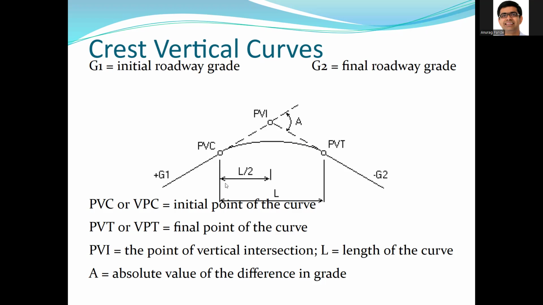And the equal tangent vertical curves make sure that the PVC and PVI are L over 2 distance away, and PVI to PVT is also always L over 2. So all curves that we are going to design in this class, and most curves that are designed in practice, unless there is some geometric constraint, we design them to be equal tangent vertical curves. So this picture is going to be valid for all crest vertical curves that you're going to work with in this class. Always, if we call the length L, the PVC to PVI would be L over 2, and PVI to PVT would also be L over 2.